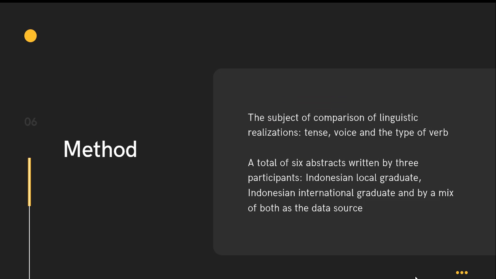And as for the analysis of linguistic realization, the subjects of comparison are tenses, voice, and the type of verb. A total of 6 abstracts written by 3 participants, Indonesian local graduate, Indonesian international graduate, and a mix of both local and international graduate were used as the data source. And now we will start discussing the findings.